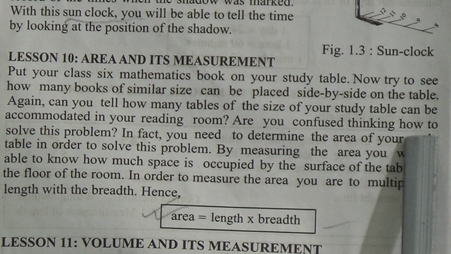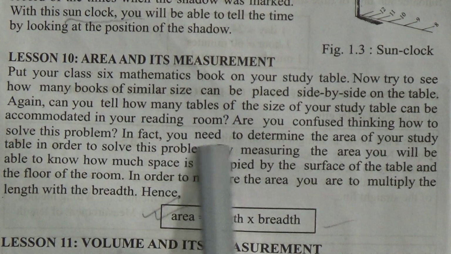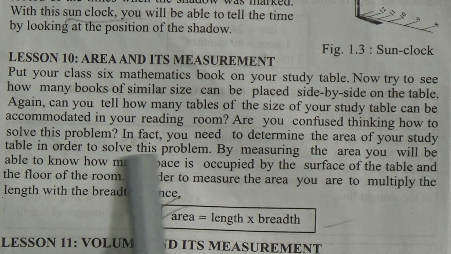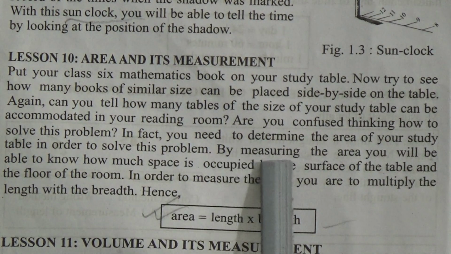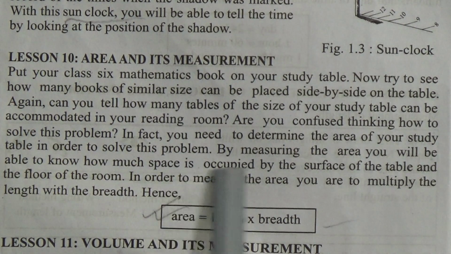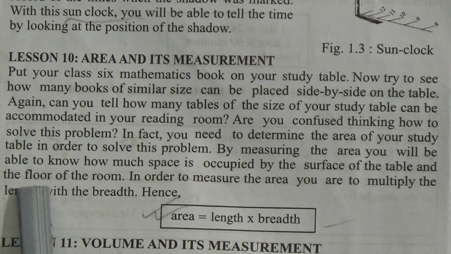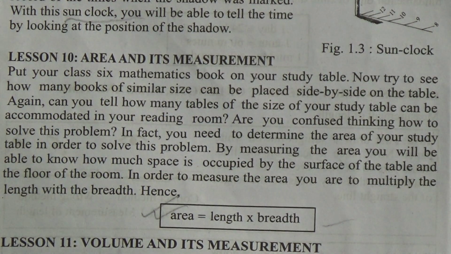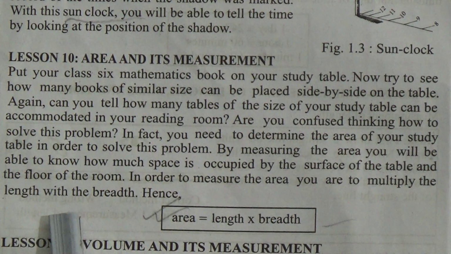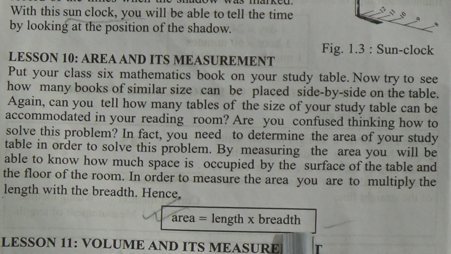Are you confused thinking how to solve this problem? In fact, you need to determine the area of your study table in order to solve this problem. By measuring the area, you will be able to know how much space is occupied by the surface of the table and the floor of the room. In order to measure the area, you are to multiply the length with the breadth. Hence, area equals length multiply breadth.